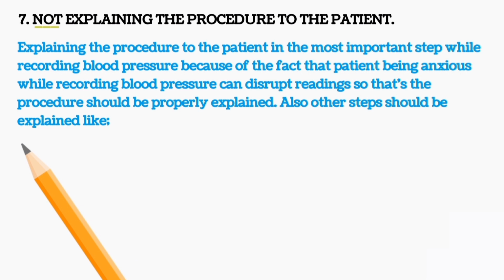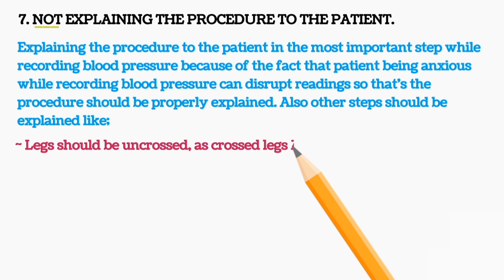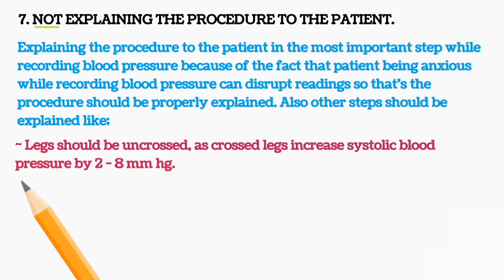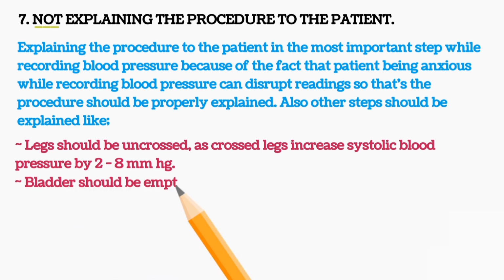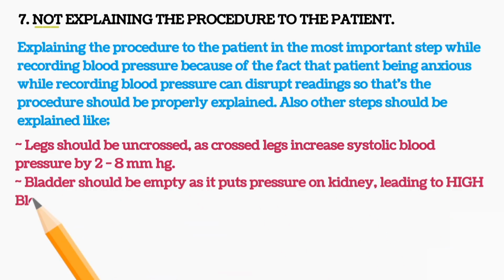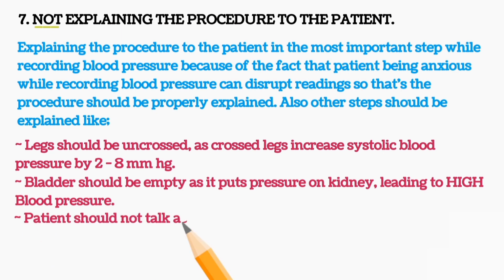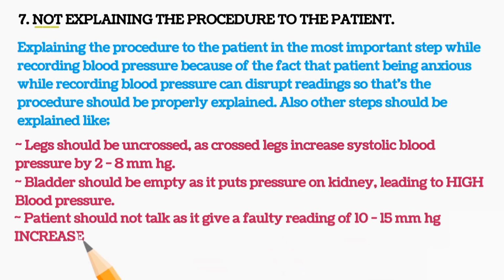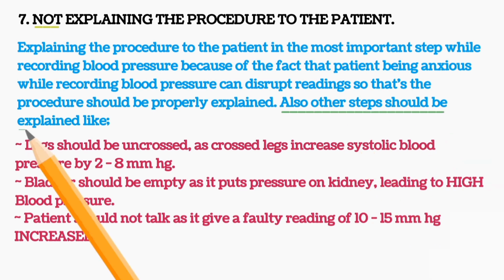Also, the other steps should be explained. For example, the legs should be uncrossed, as crossed legs increase the systolic pressure by 2 to 8 millimeters of mercury. Also, the bladder should be empty, as a full bladder puts pressure on the kidney, leading to high blood pressure. And also, the patient should not talk, as it gives a faulty reading of 10 to 15 millimeters of mercury increase.